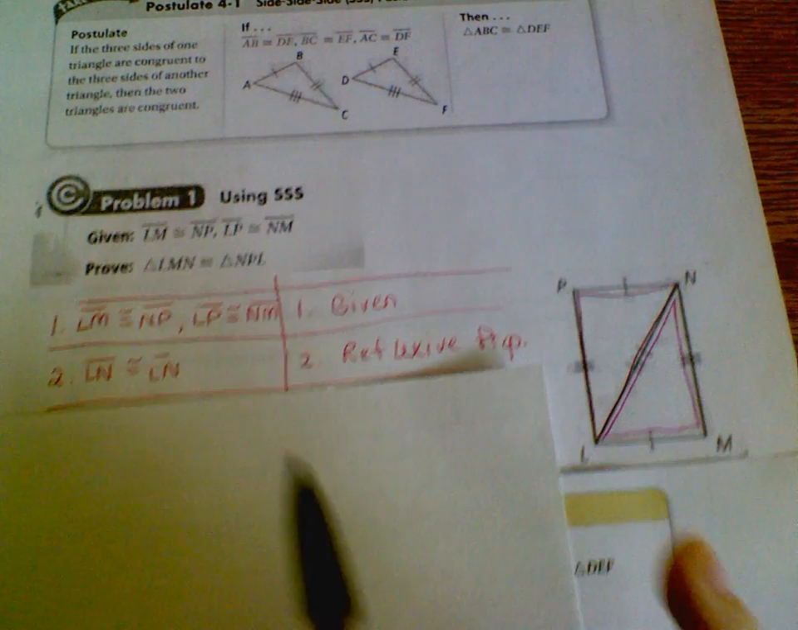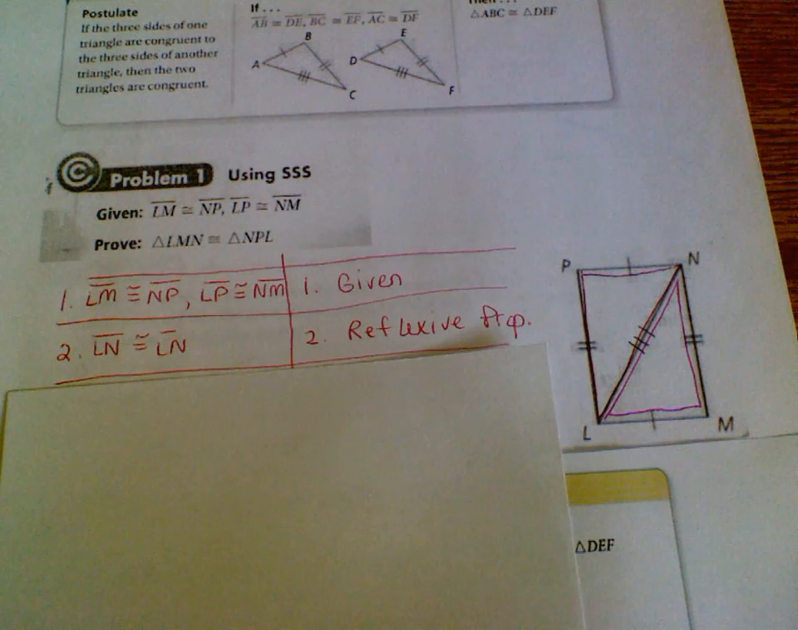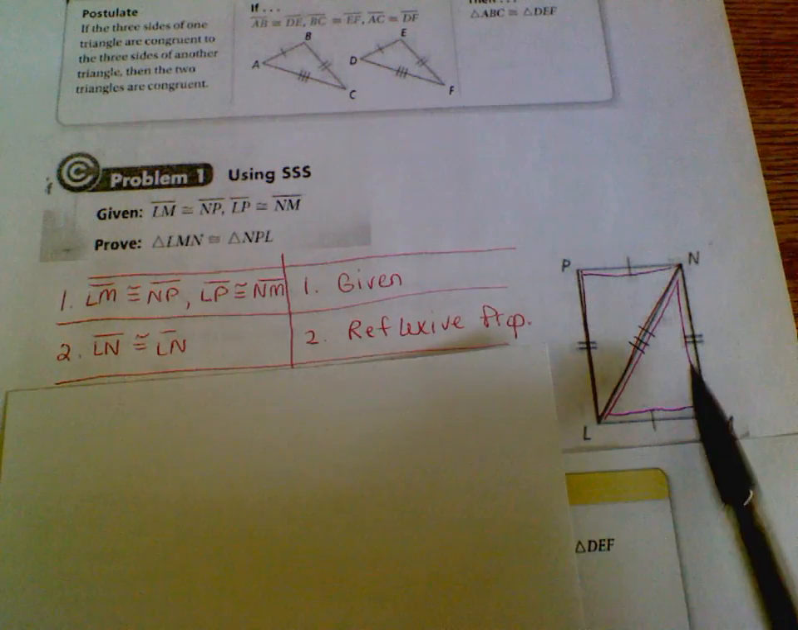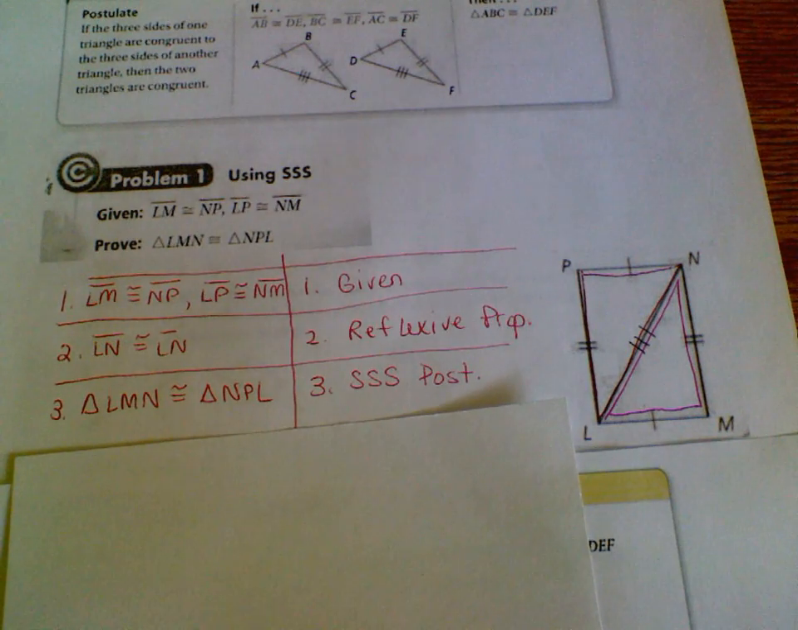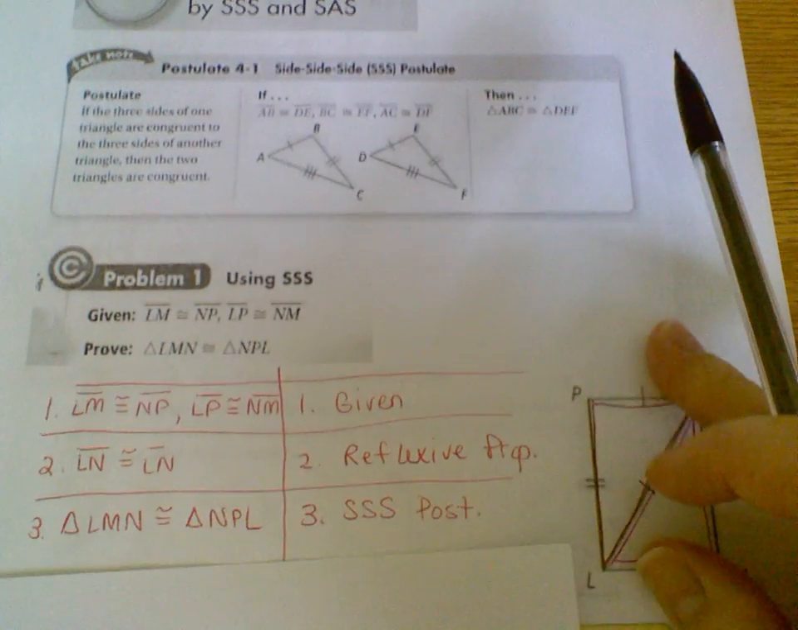So LN is congruent to LN. When I'm congruent to myself, that's just the reflexive property. Now notice that I have all three sides congruent to each other, so automatically I can say those triangles are congruent, and I would use the side postulate that we did up here at the top.